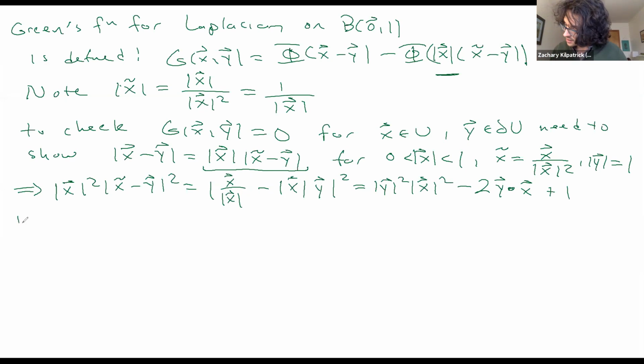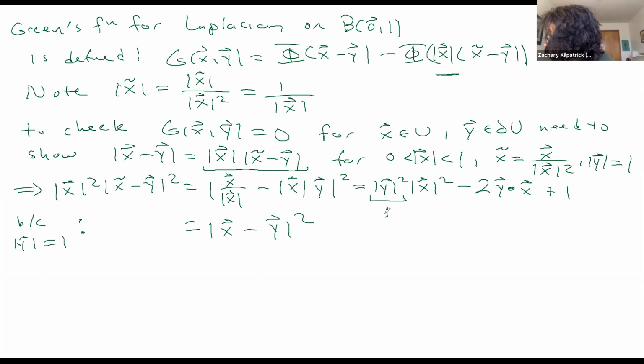And then because the magnitude of y equals 1, we then have that this is equal to the magnitude of x minus y squared, because this is just going to be 1.